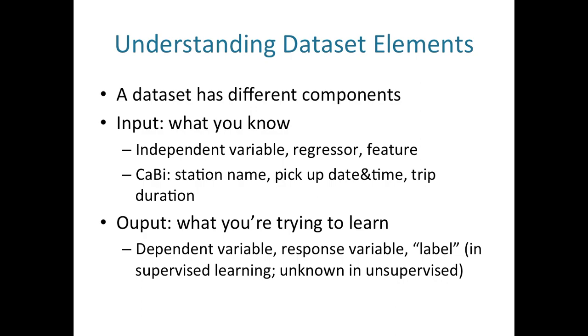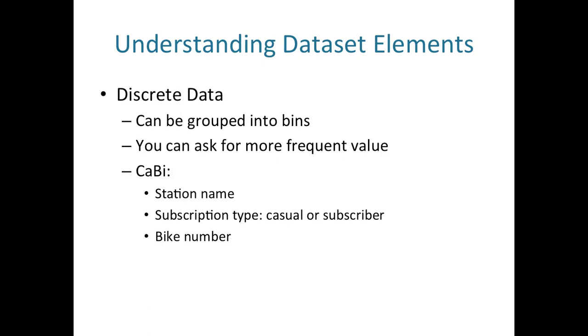So the CabiData set that we just opened has different features, right? And we can see them with the view command. Some of the features that it has are discrete data. For example, the name of the station, the type of subscription, whether it's a casual or a subscriber, the bike number, okay? Those are all discrete data.